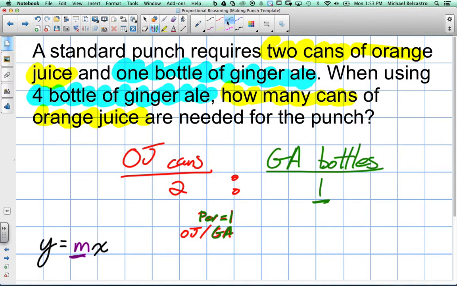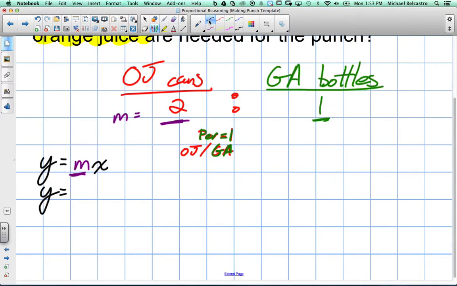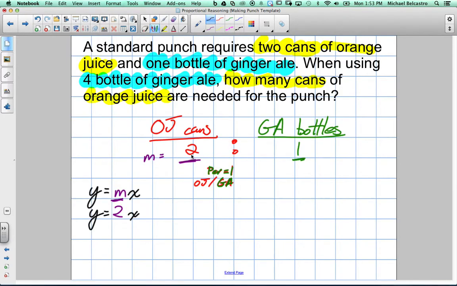So we need 2 cans. Right away, we don't even have to do anything. We know our m in this case is the value of 2. So our equation reads y is equal to 2x. So we've built our direct variation ratio. Let's put it into our software here.